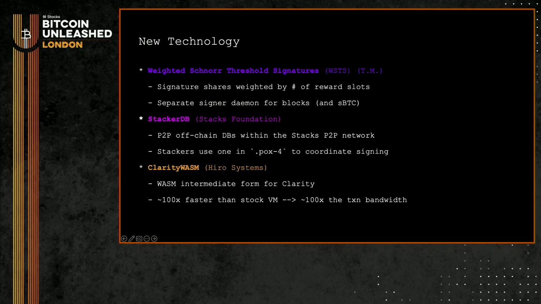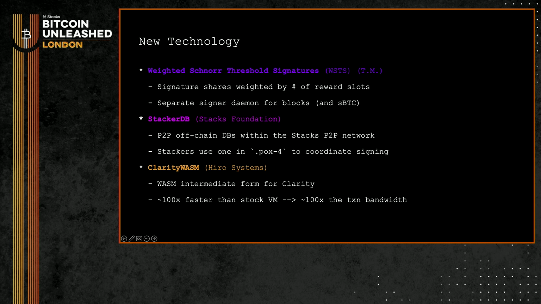So there's three enabling technologies in the Stacks blockchain that make all this happen, and they're each produced by different entities in the ecosystem. The first of which is called weighted Schnorr threshold signatures, or WSTS, and this comes out of Trust Machines. This is a novel cryptographic protocol that is based on well-understood cryptographic protocols, Schnorr signatures, that allows stackers to produce signatures weighted by the number of reward slots that they have. The signing process doesn't happen in the node, but it happens through a separate daemon that runs alongside the node that carries out the signatures on their behalf.